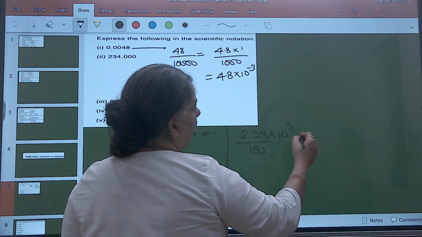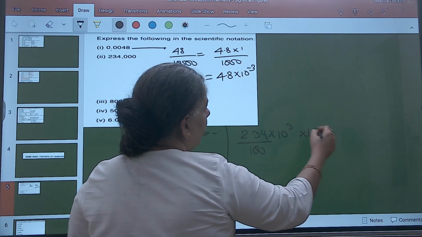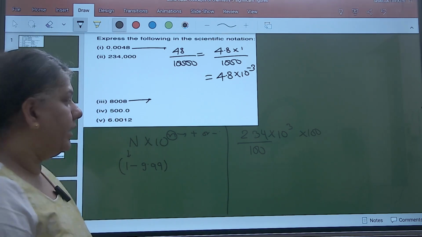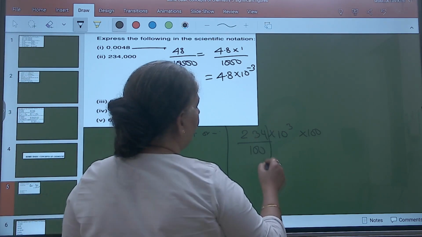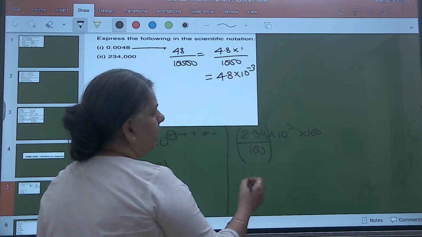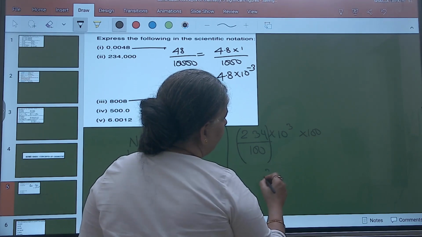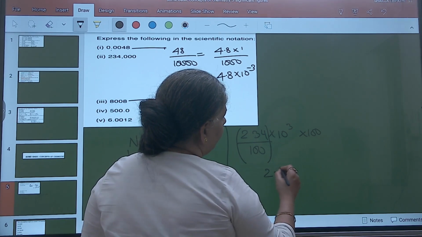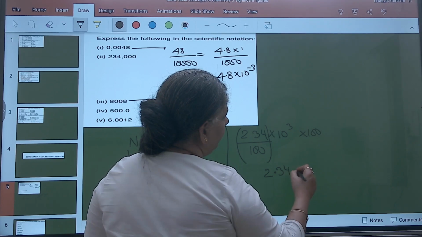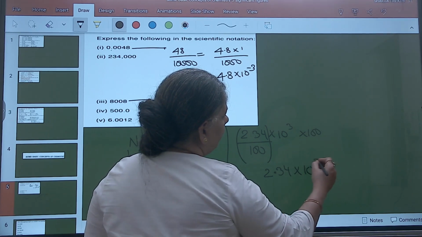Mathematically how we do it: divide by 100 and multiply by 100. This 100 is used to place the decimal. We get 2.34 into 10 raised to the power 5.